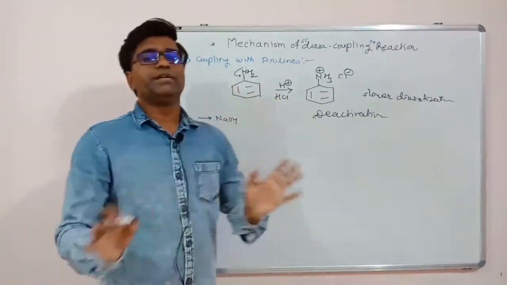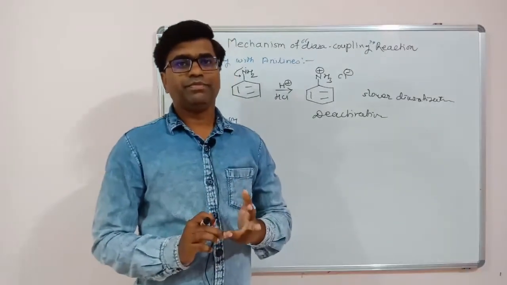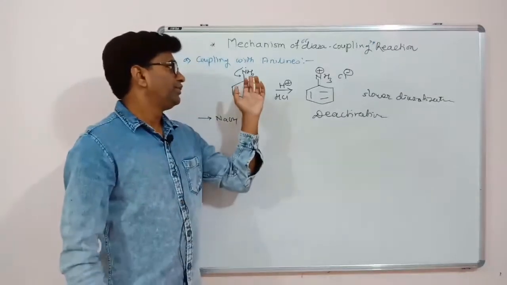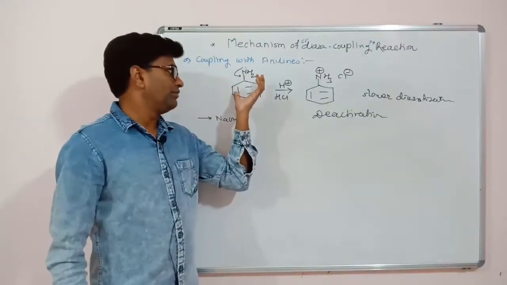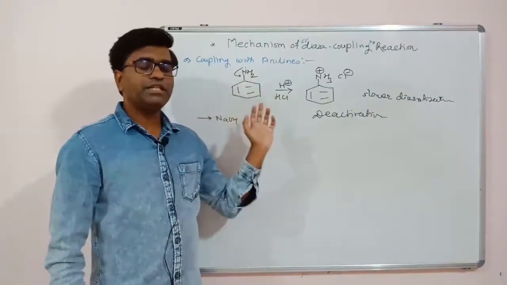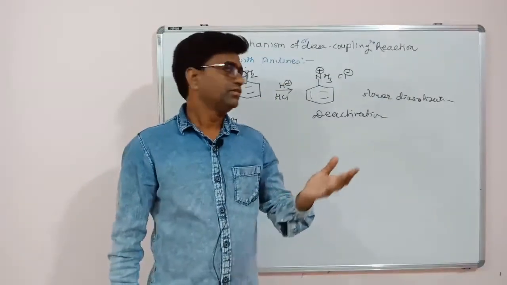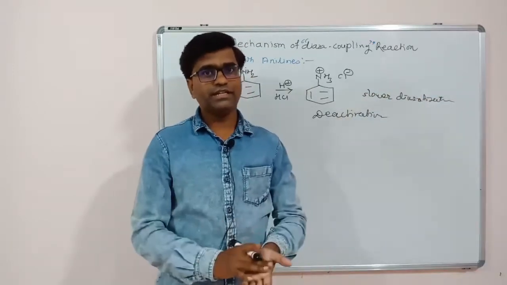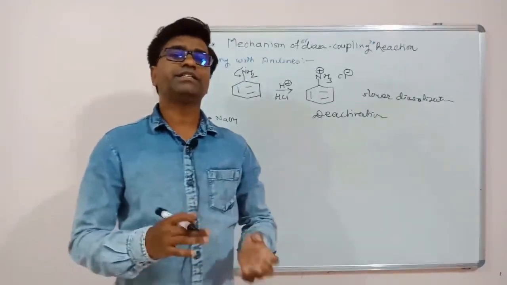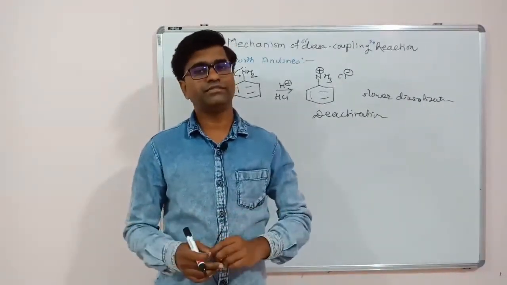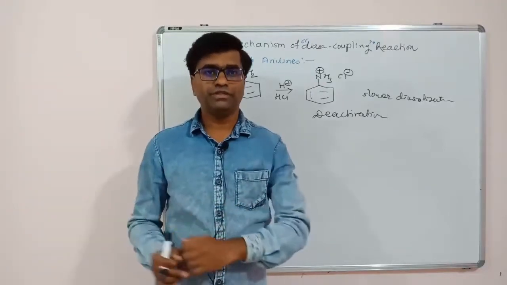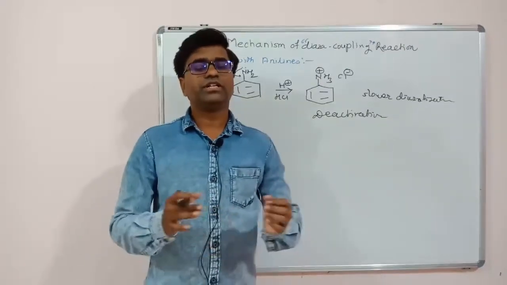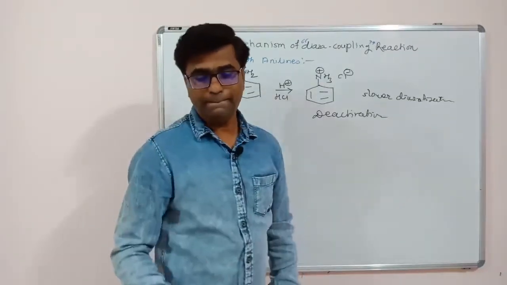Now anilines are of three types: primary amine, secondary amine, and tertiary amine. If this is the primary amine, then primary amines react differently for azocoupling reactions. Secondary amines react differently, and tertiary amines also react differently. Now we will see one by one. First we will see how primary amines are reacting with our diazonium chloride salt.